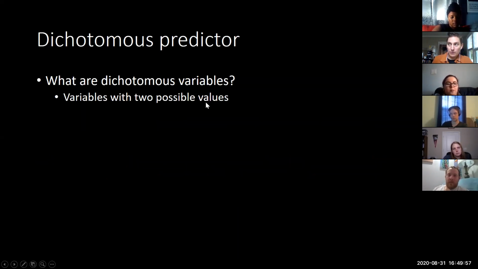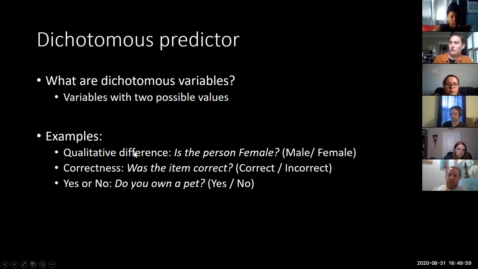So here are some examples of dichotomous predictors. You've got something that could be a qualitative difference. Is the person female or not? You have a correctness scale. Is the item correct or is it not correct? You have, do you own a pet? Yes or no? No, I do not. I do not own pets. I know.